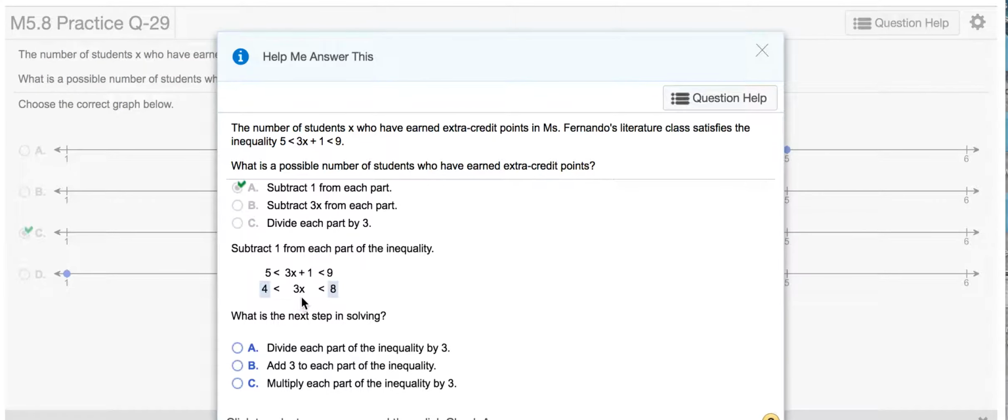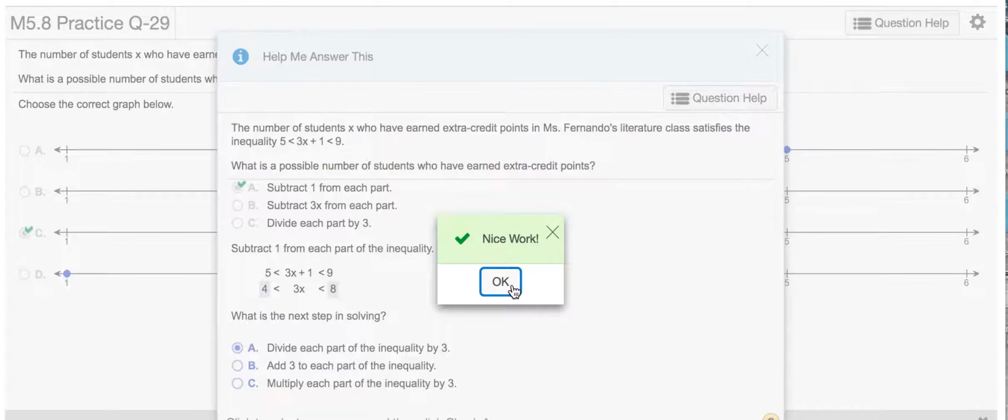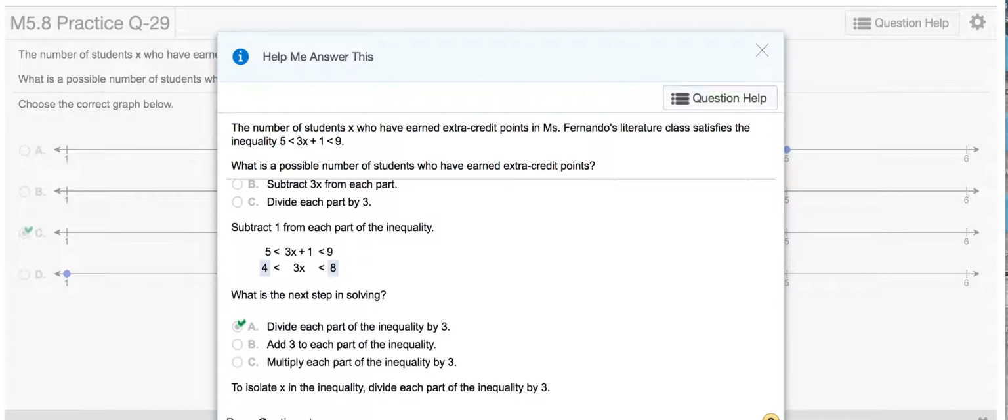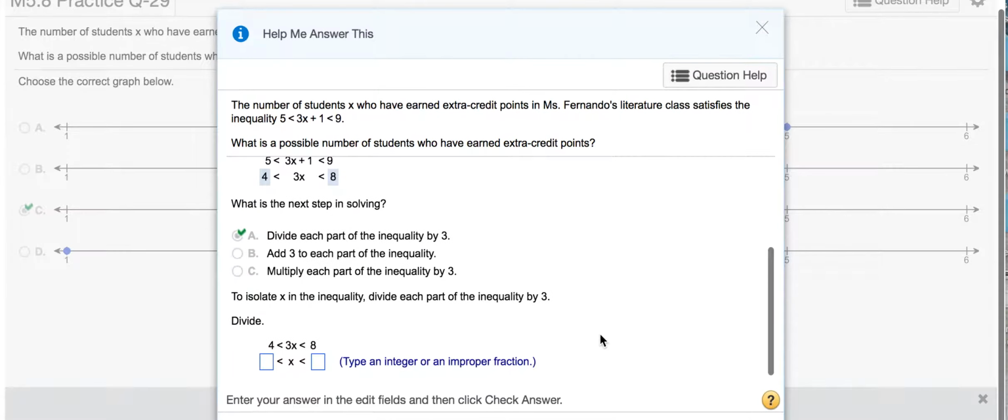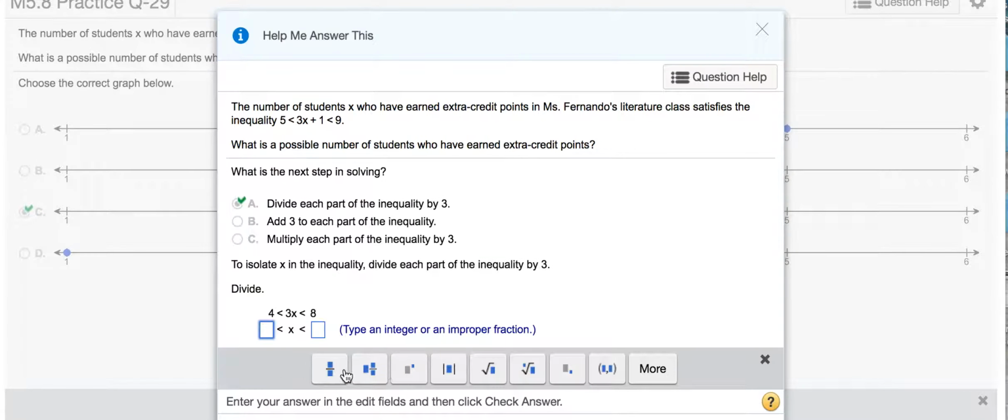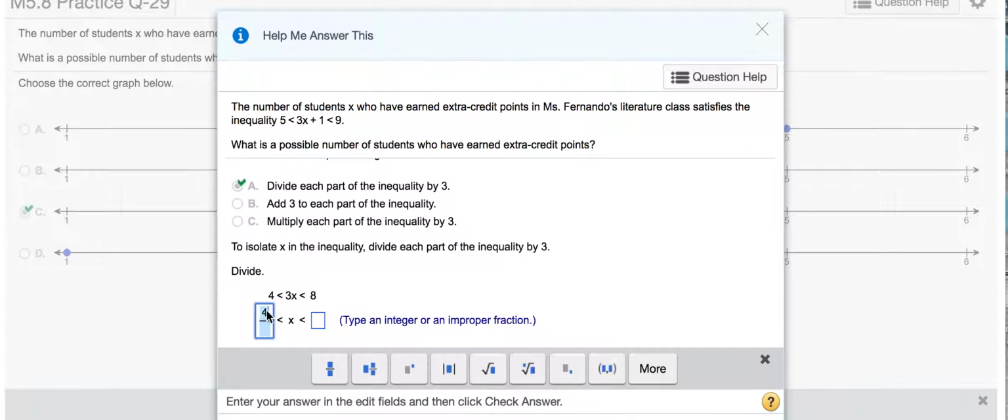Again, we still have to isolate the variable. We have 3x, not x. So because this is 3 times x, in order to isolate x, we have to divide each part by 3. So when we do that, 4 divided by 3, I'm just going to write this as a fraction, which is 4/3. And then 3x divided by 3 is x, and 8 divided by 3 is going to be 8/3.